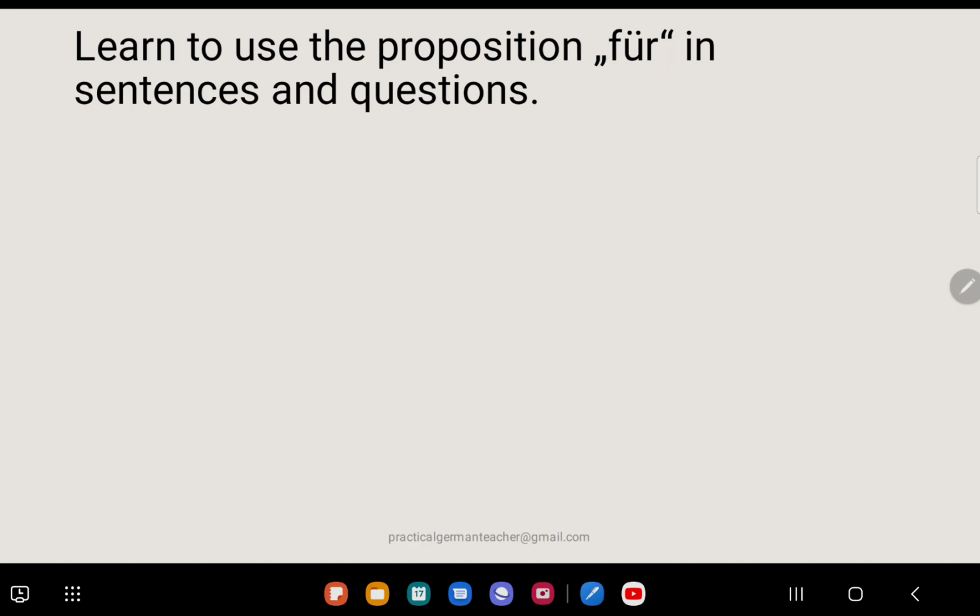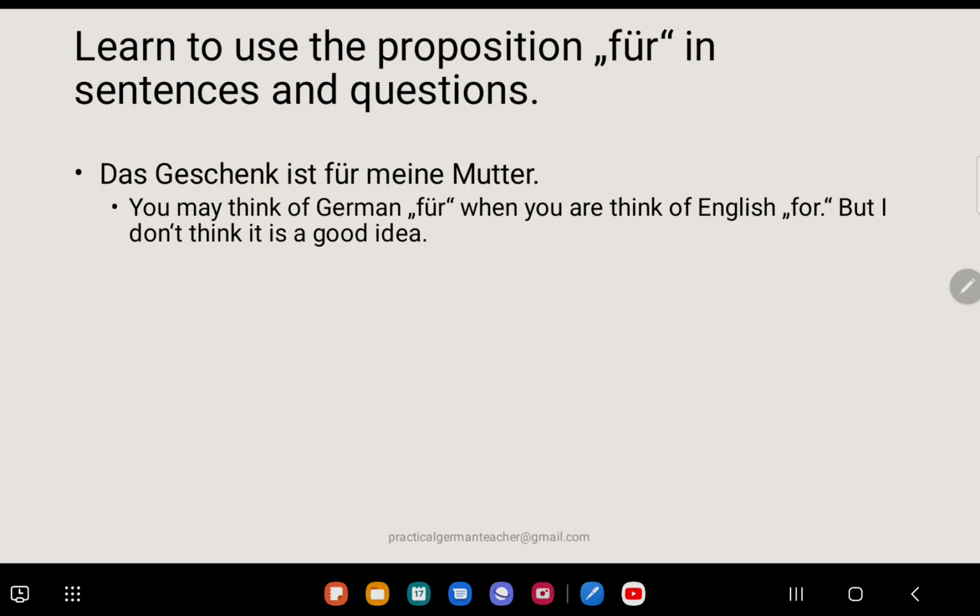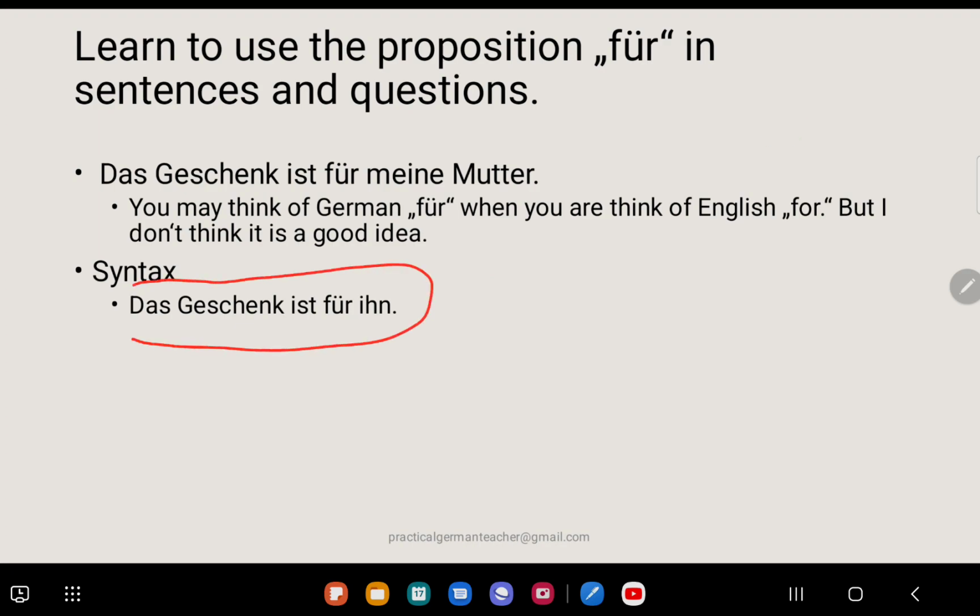So you can think of it as for, the English for, for now, but not always. This is what this sentence is saying, but as I said, you can think of it as English for, but it will not be a very good idea in the long term. So one example: das Geschenk ist für ihn. I hope you know what it means. Geschenk means gift, das because it is the bestimmte article we are using, and it is neutral. Ist is sein.